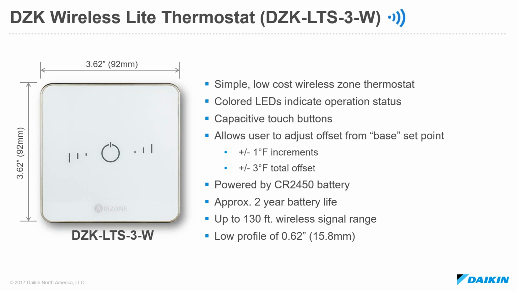Maybe the main thermostat has been used to set a 70-degree base set point for the wireless light. The user can then adjust either up or down in 1 degree Fahrenheit increments from that base level set point. 70 might be the base, so that means we can adjust up to 73, down to 67 in those 1 degree increments. The wireless light is also powered by a CR2450 battery, also has about a 2-year battery life and about a 130-foot wireless signal range.